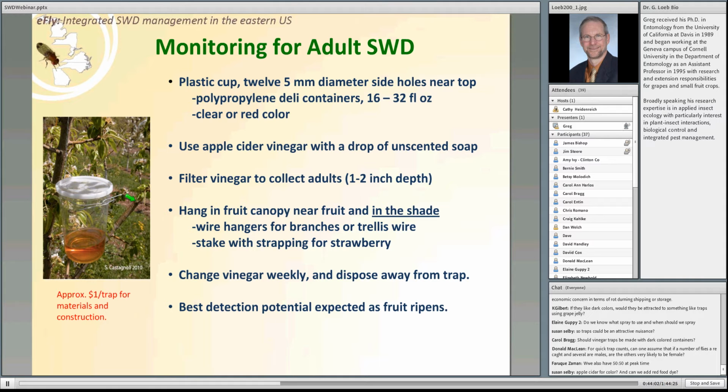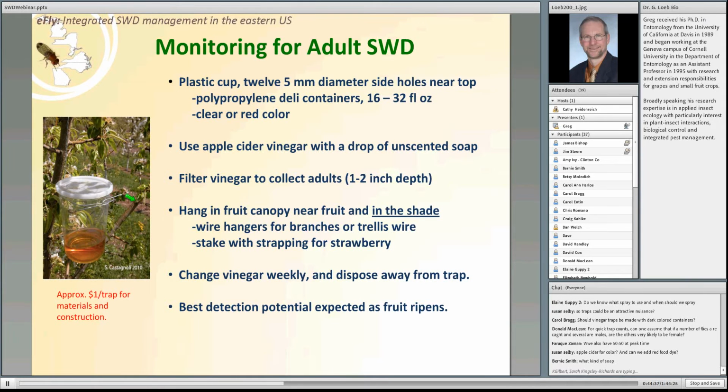I just saw a quick question from Susan Selby asking whether apple cider vinegar is for color and whether we can add red food dye. The apple cider vinegar is really for the aroma that seems to be attractive to these flies at a distance. The apple cider vinegar is pretty dark colored. It's probably dark enough. We haven't tried darkening it with a food dye, but that's an interesting idea that perhaps we'll have some more insights on later in the season.